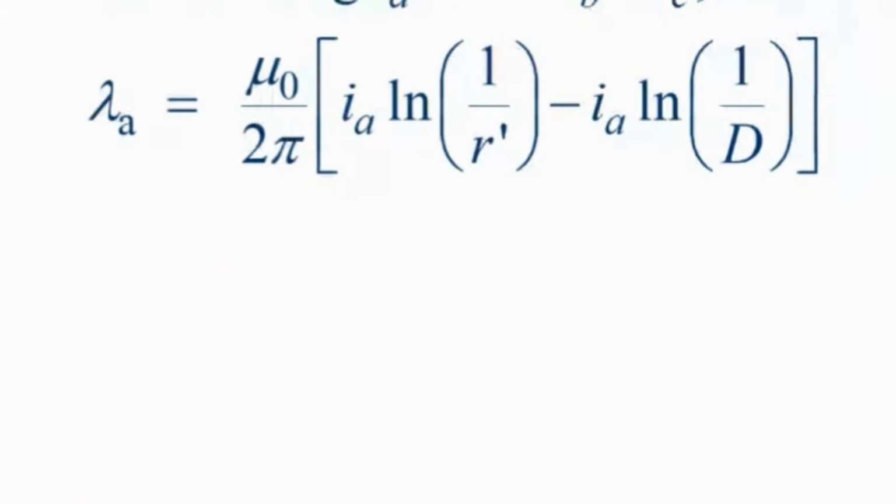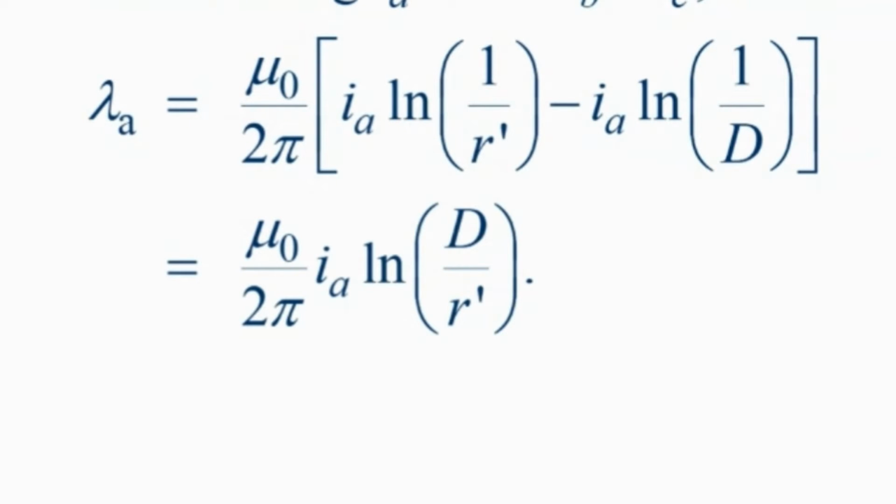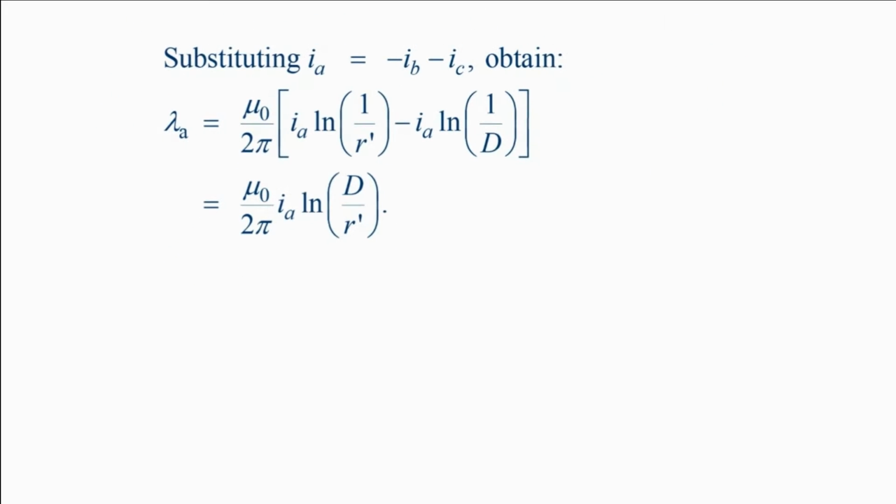Again, you have here IA is common. You take it out, and ln A minus ln B mathematically equals ln A over B. So I take the IA out and I will have ln 1 over R dash minus ln 1 over D. Ln A minus ln B means ln A over B. So when you divide 1 over R dash by 1 over D, it will come up. This is the equation that you will get. Simplification based on the balanced three-phase system.